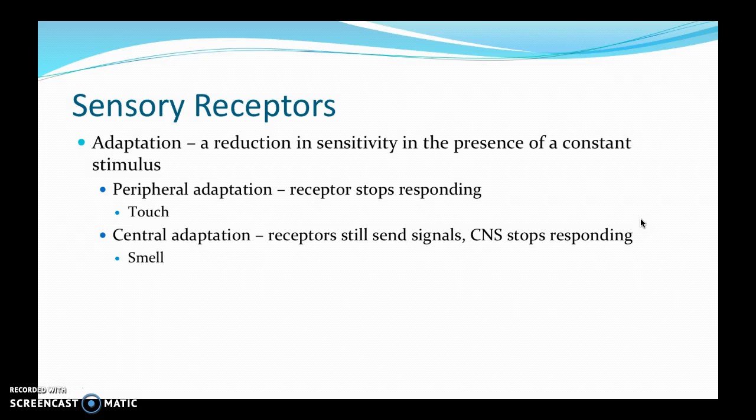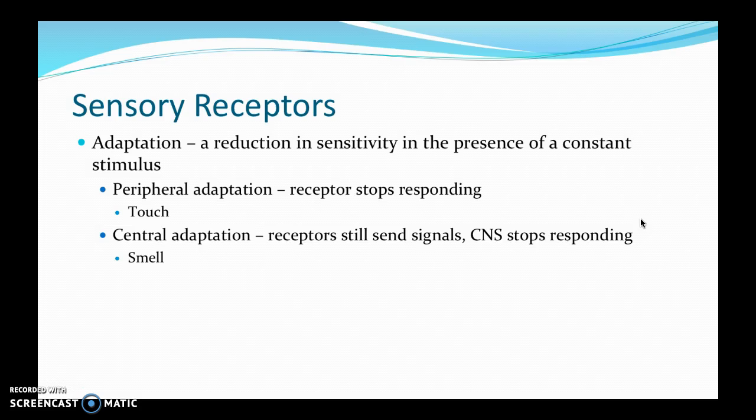So I mentioned adaptation. Adaptation is the reduction in sensitivity in the presence of a constant stimulus. This can be either peripheral adaptation, when the receptor stops responding to the stimulus, as we mentioned in the slide about phasic receptors, or it can be central adaptation, meaning that the receptors are still generating action potentials and sending information to the central nervous system, but the central nervous system stops responding to that stimulus.